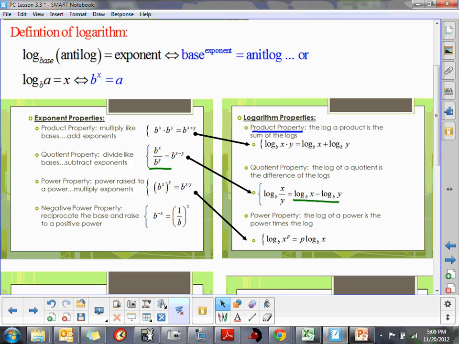So again, try to verbalize. This quotient rule says the log of a quotient is the difference of the logs. The product rule says the log of a product is the sum of the logs. And finally, in words, this power property says the log of a power is the power times the log.